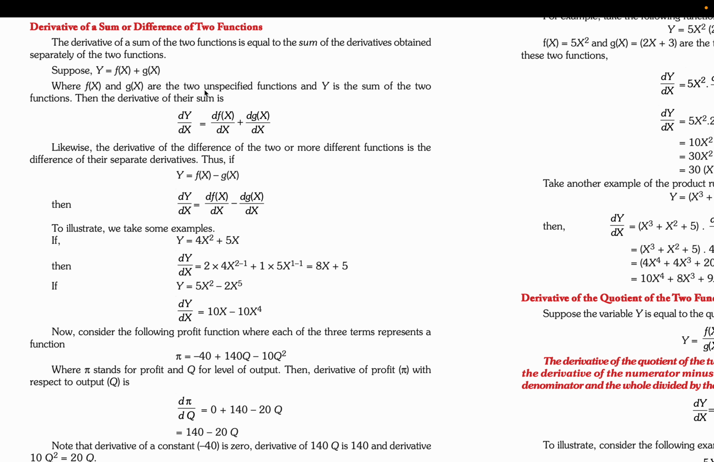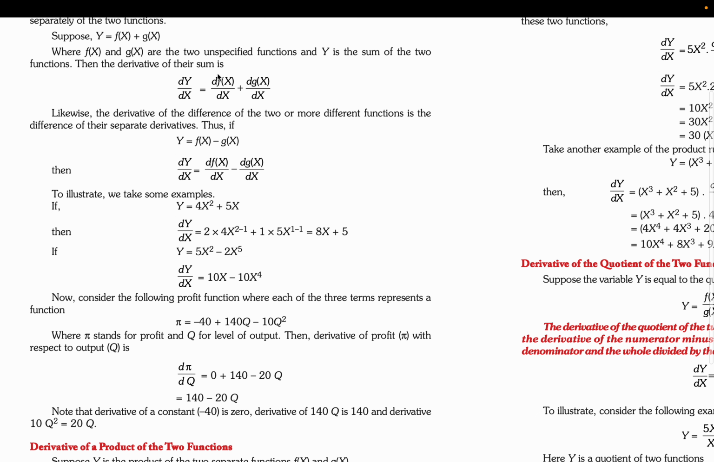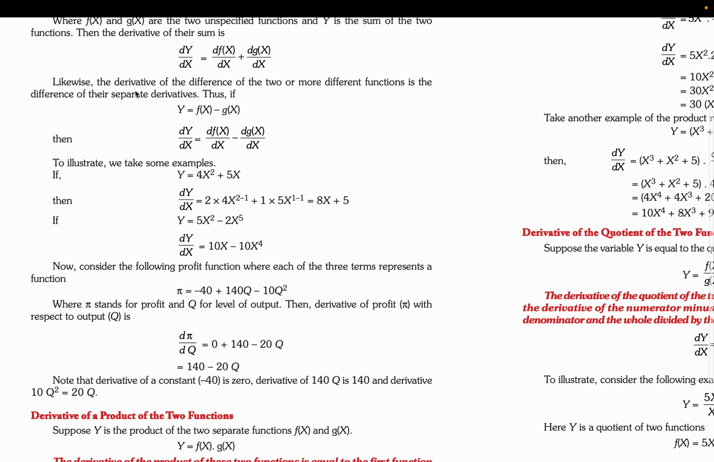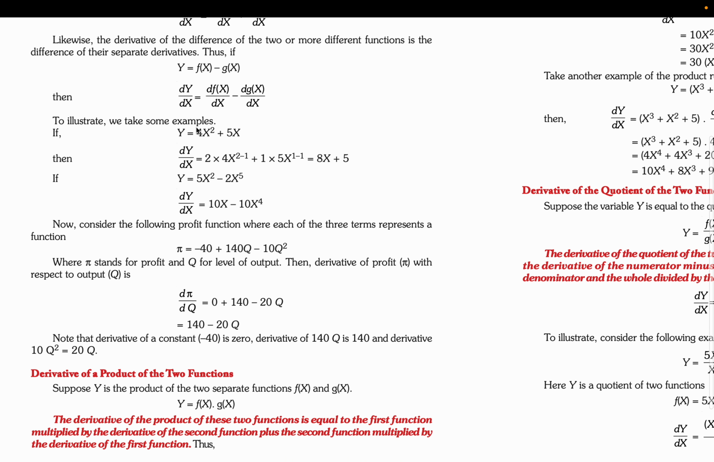Where f(x) and g(x) are two unspecified functions of x, y is the sum of the two functions. Then the derivative of the sum is: you take the derivative of the first function, add the derivative of the second function, again all of them with respect to x. Likewise, for the derivative of the difference of two functions, the same intuition follows. Let's take an example here. You know how to solve this, add both of them, you get this value.